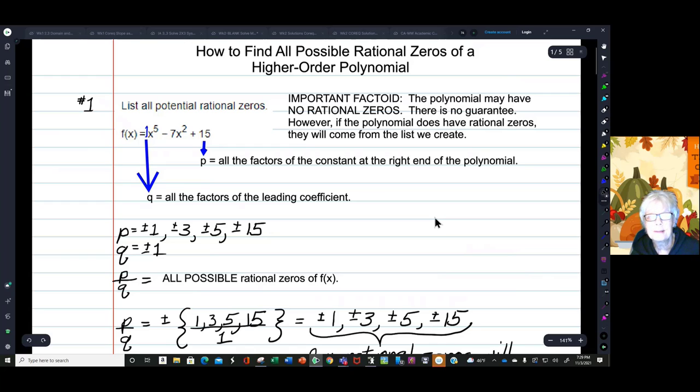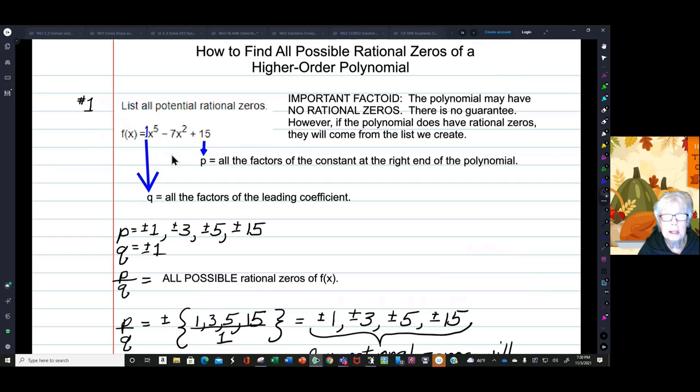So here's how this works. This is a higher order polynomial, fifth degree. We don't have a little formula for factoring fifth degree polynomials, but we want to find the rational zeros, which really is the reason for factoring. You always hope to find rational zeros, because they're easier to find on the x-axis. They're just easier all the way around. But we can't be sure that those rational zeros even exist.